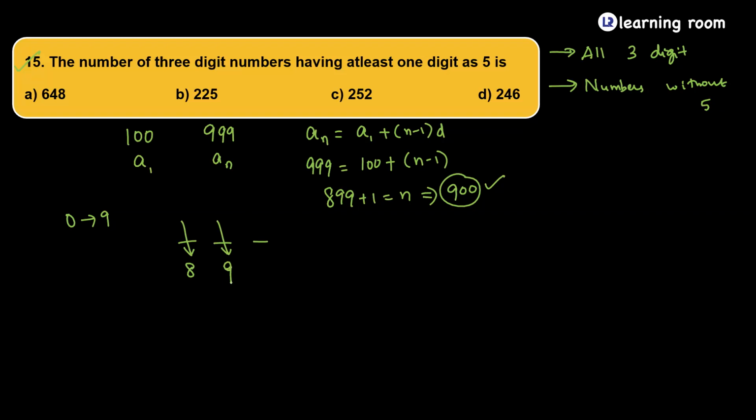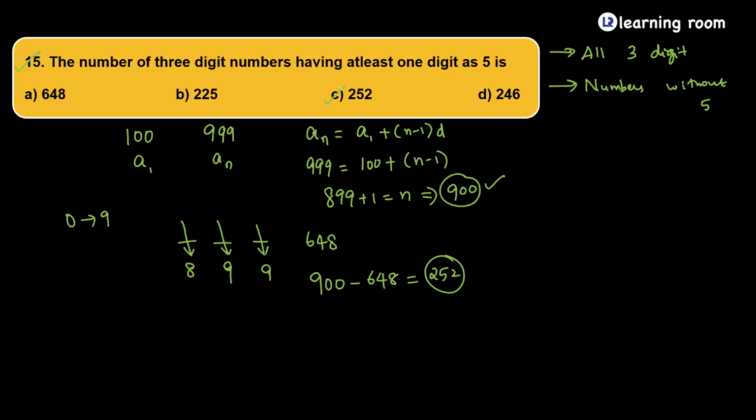You can fill it in 9 ways, because 0 can come here. Repetition is allowed. 100 is different from 201 or 200. So even if 0 comes twice, it is fine, right? So 8, 9, and here I can use 9. So 9 into 9 is going to be 81. 81 into 8 is 648. So out of the 900 numbers, I am removing 648, which do not have 5 in them, and it should come out as 252. So this should be the answer.